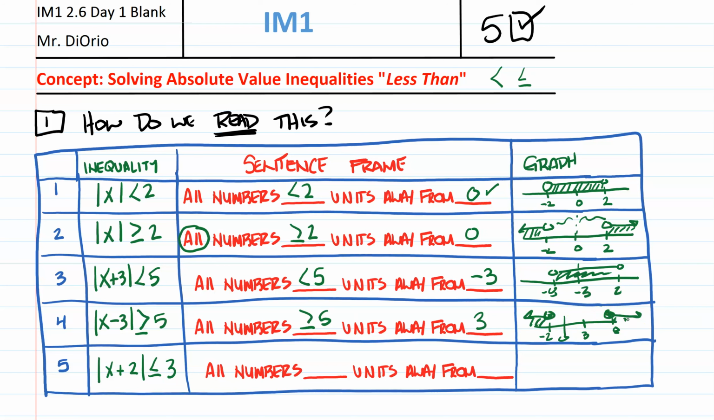The last one says all numbers less than or equal to 3 units away from -2. On my number line, let's put 0 here and -2 here. I want to go 3 numbers to the right, that would put me at 1, and 3 numbers to the left, that puts me at -5. So I want every number that's less than or equal to 3 units away from -2. This is what we're going to be working with throughout this lesson, and hopefully it makes some sense to you so far.